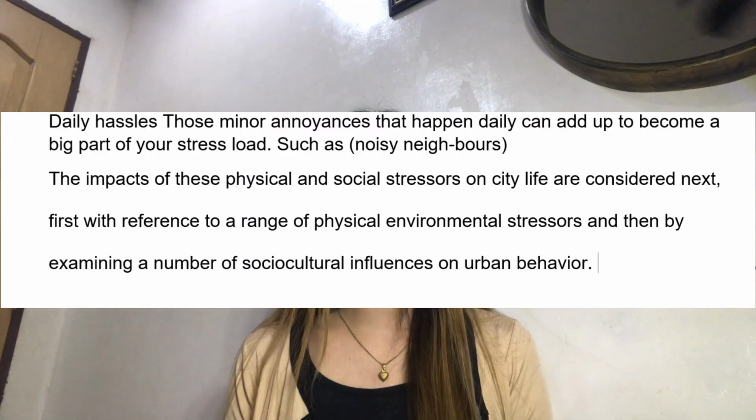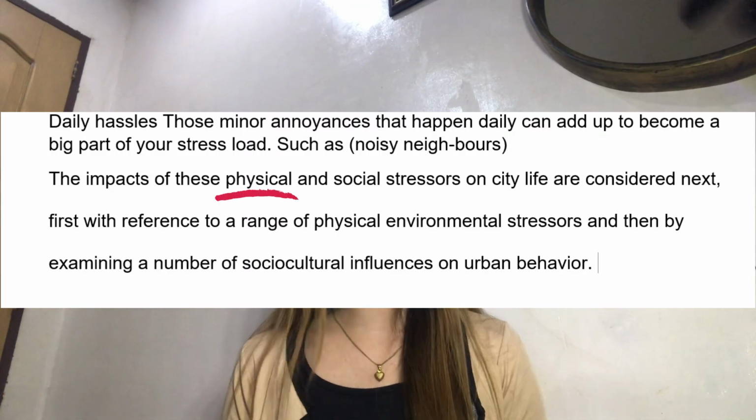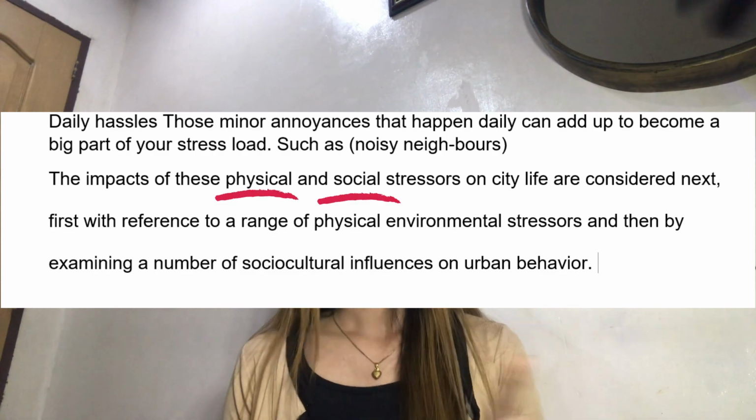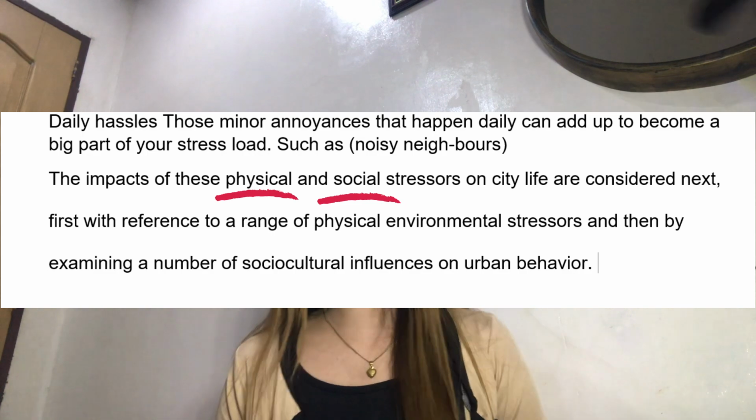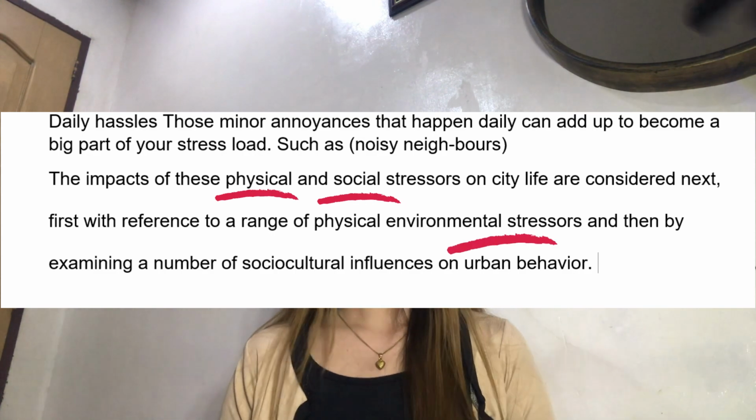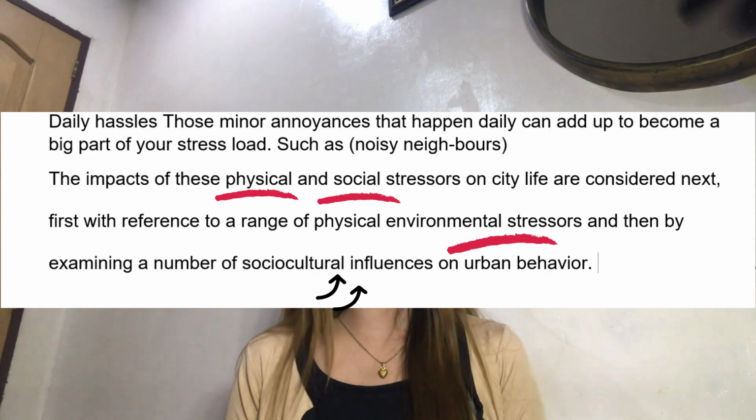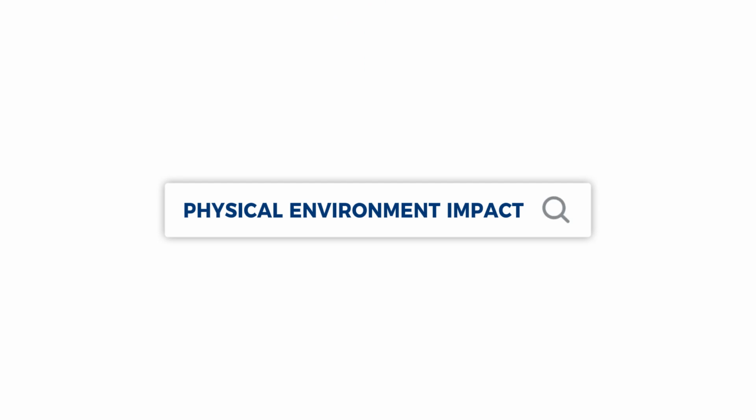The impacts of these physical and social stressors on the city are considered next. First, with reference to a range of physical environment stressors, and then by examining a number of socio-cultural influences on urban behavior. So, here are the physical environmental impacts.